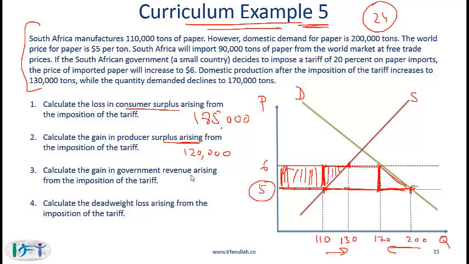Calculate the gain in government revenue arising from the imposition of the tariff. The government revenue is given by this particular rectangle, which would be 40 multiplied by 1. So this is 40,000. And the deadweight loss or loss in welfare, that is the sum of these two triangles. The answer here is 25,000. And again, I'll emphasize that I think this is an important testable question.